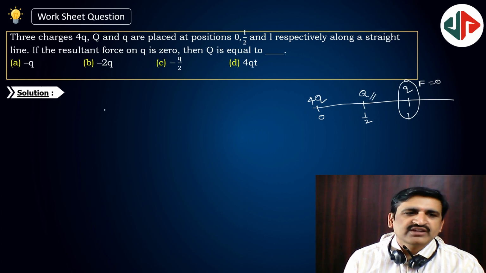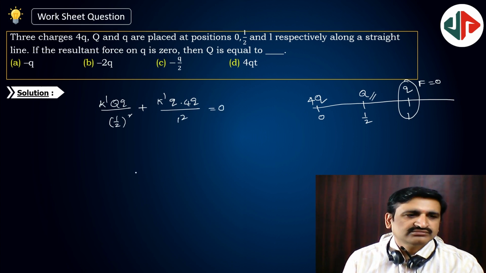Okay. Resultant force on small q: K q Q by (1 by 2) square plus K q 4Q by 1 square equal to 0. K gets cancelled, q gets cancelled. Capital Q into 4 plus, these two left out, 4Q is there, equal to 0. That means capital Q is equal to minus 4Q by 4. That means capital Q equal to minus Q. Option A.